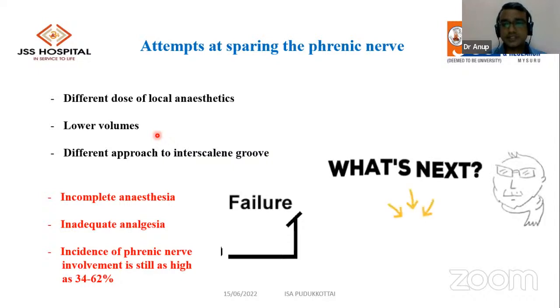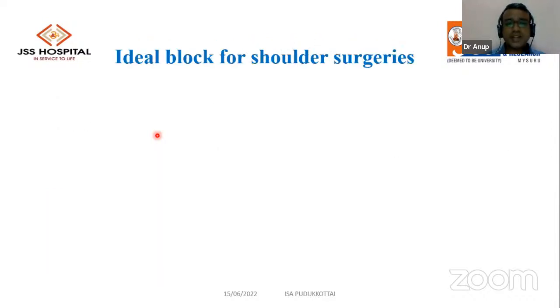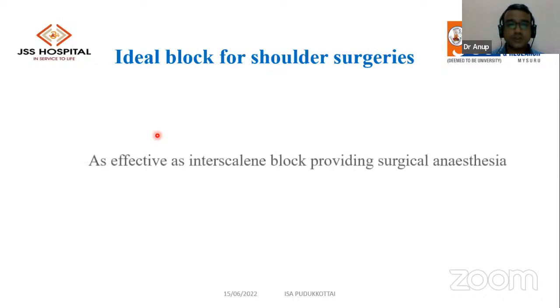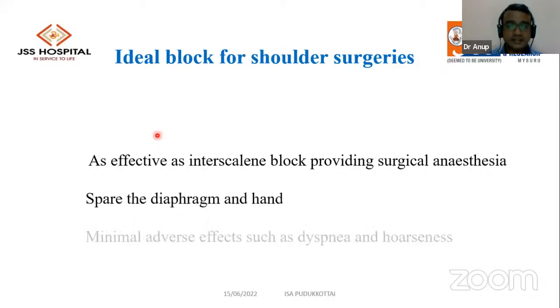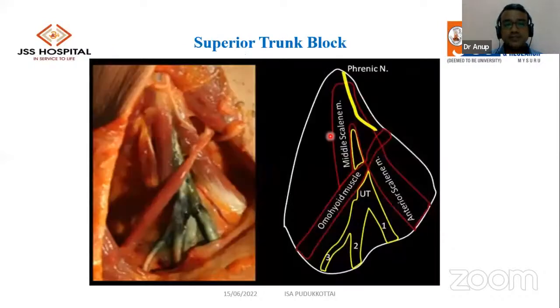So what next? What are the characteristics of an ideal block for shoulder surgery? It should be as effective as interscalene block, providing surgical anesthesia. It should spare the diaphragm and hand, and it should have minimal adverse effects such as dyspnea and hoarseness, which we usually see with interscalene block. So that is where we come to this concept of superior trunk block.